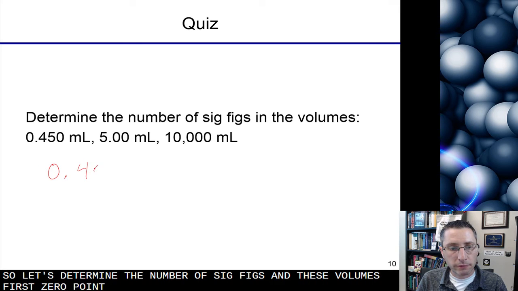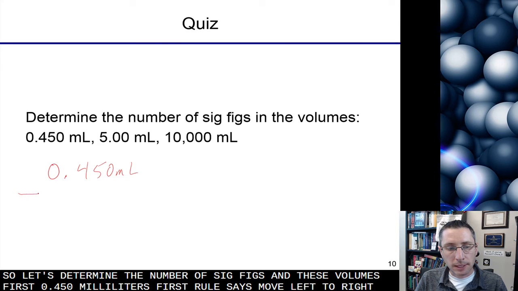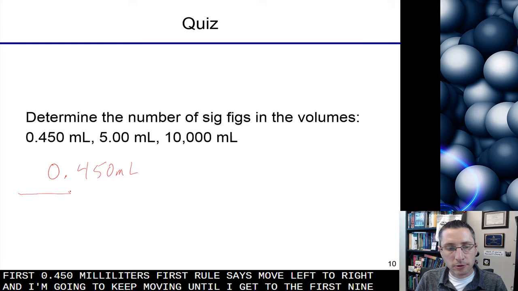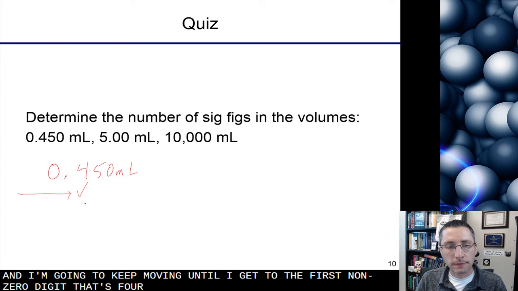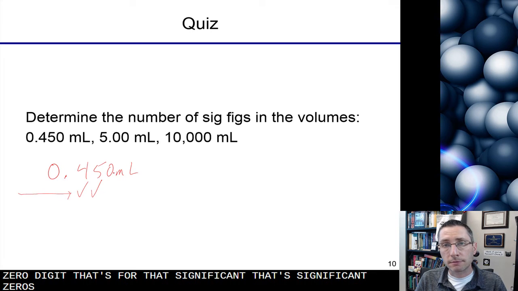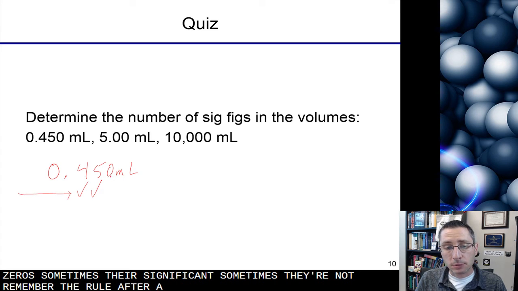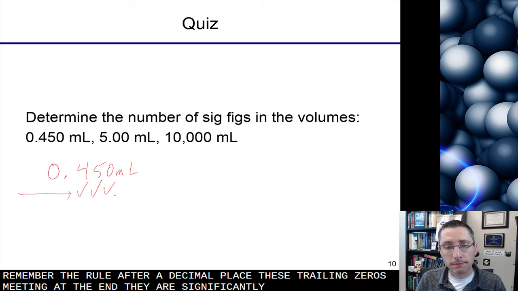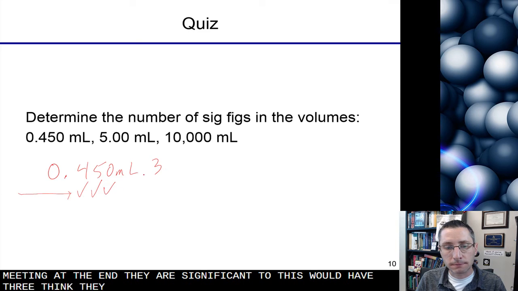First, 0.450 milliliters. The first rule says move left to right, and I'm going to keep moving until I get to the first non-zero digit. That's 4. That's significant. Zeros, sometimes they're significant, sometimes they're not. Remember the rule. After a decimal place, these trailing zeros, meaning at the end, they are significant. So this would have 3 sig figs, or significant figures.